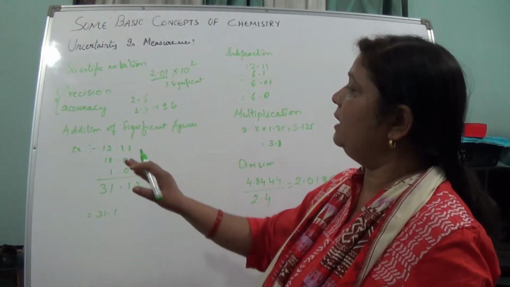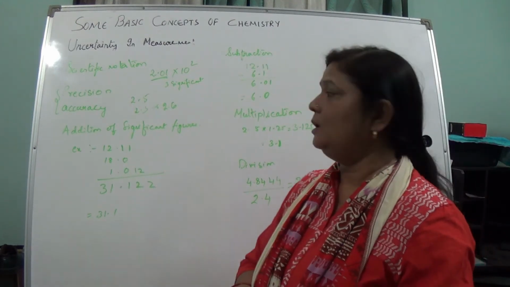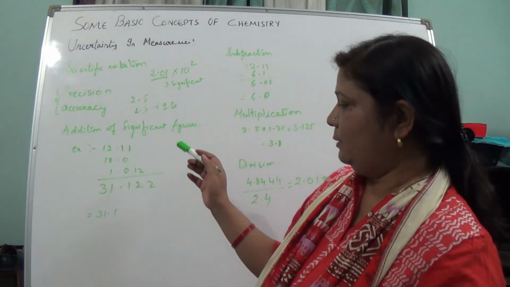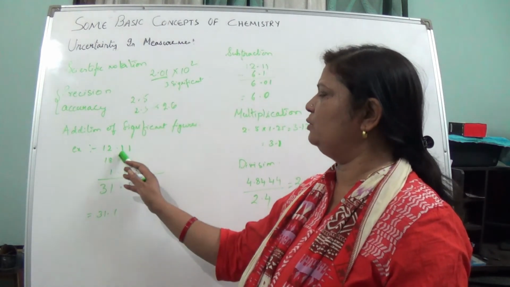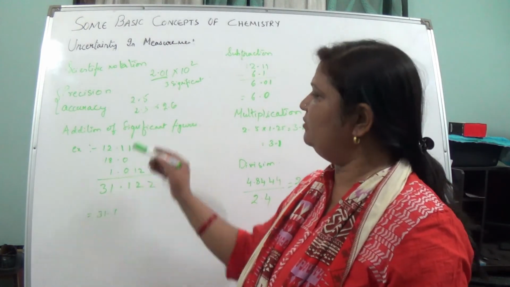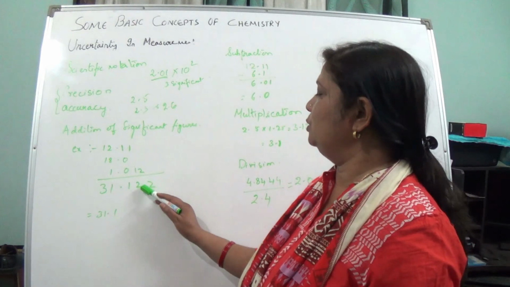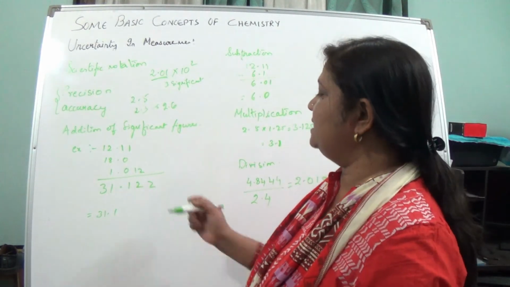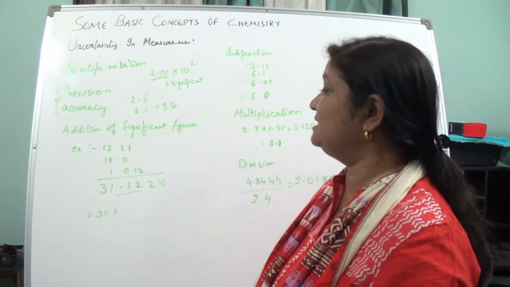Okay, here now how do we do the addition of the significant figures? For that I'm going to explain with the help of an example. I have taken three figures, 12.11, 18.0, 1.012. So when we are adding this, we are getting how much? 31.122. But will we write this answer? If we are writing this answer, it will become wrong. We have to change it to the significant figure.